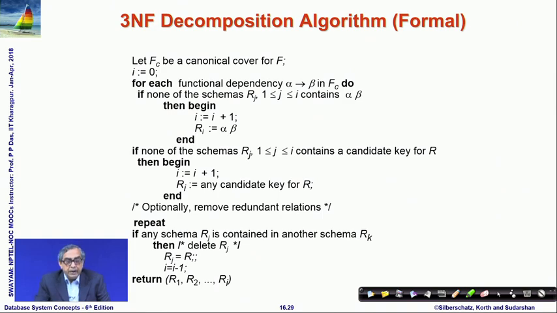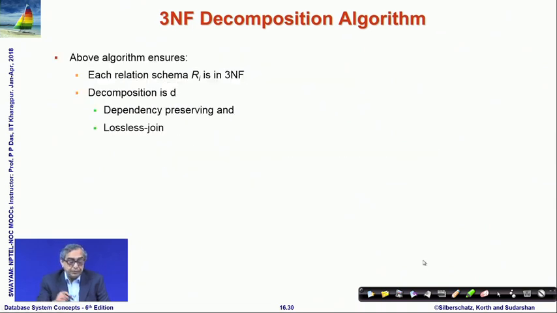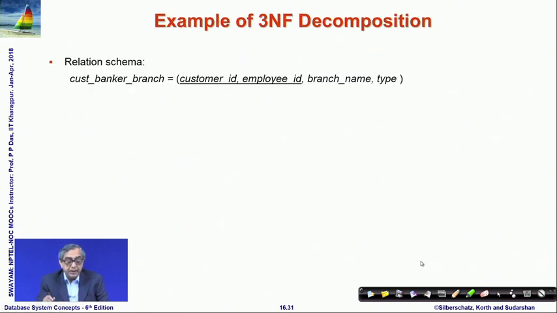That is a very simple algorithm, and I just wrote it in simple terms so that you can understand it easily, but here is the formal algorithm. If you are interested in the rigor of how 3NF decomposition will happen, here is the algorithm, but I will not go through these steps. That ensures that each relation Ri that I have decomposed and generated is actually in third normal form, and this decomposition is dependency preserving and lossless join. We are not proving that, but we are just using that result.